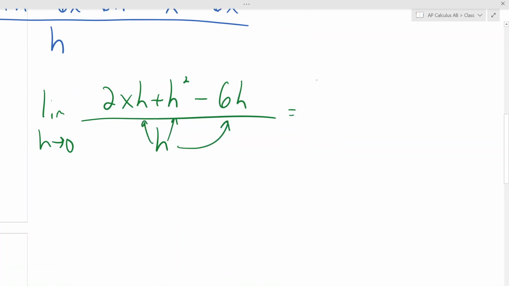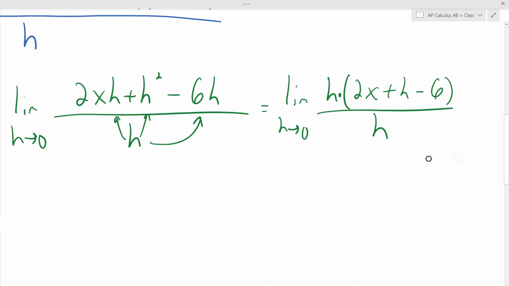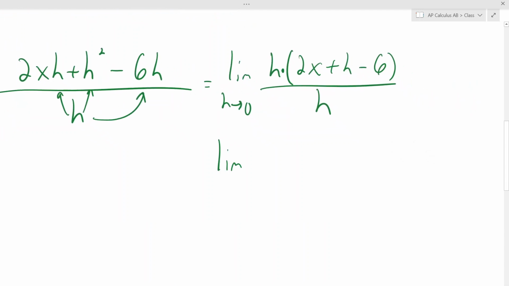Or, if you don't like that, what's really going on is we're taking an h out of here. That's what we're left with. How are we doing? Y'all see that? We took an h out of there. And now that it's h times all this junk, divided by h, guys, you do not have to write it like this. I'm just showing you.